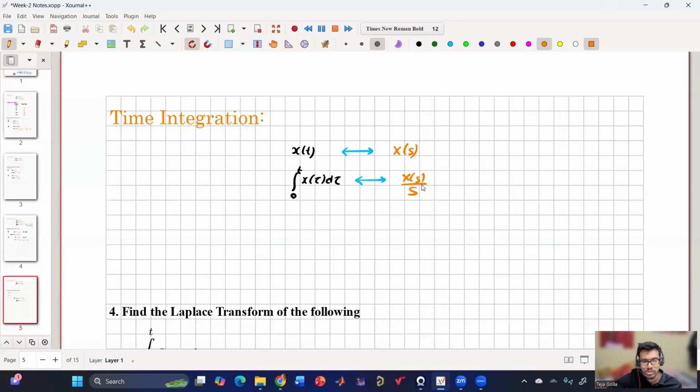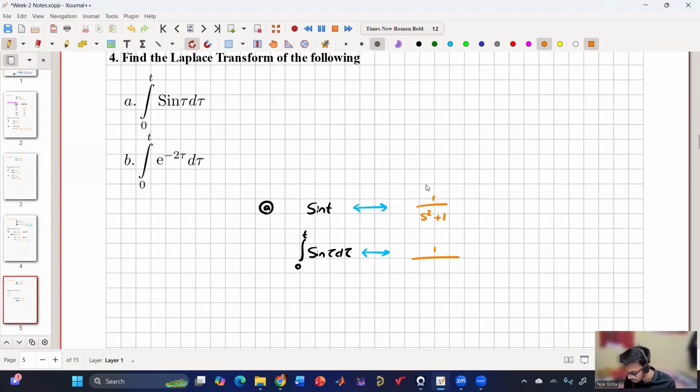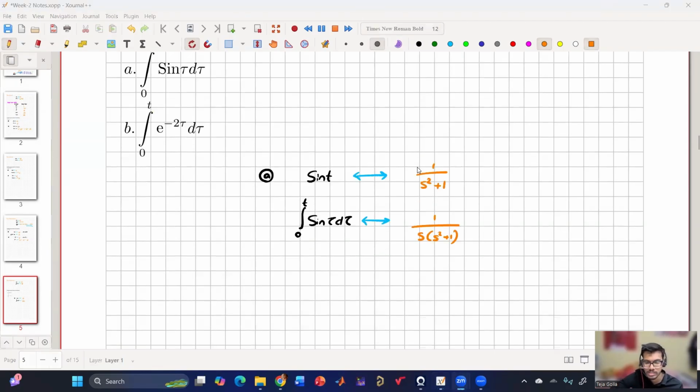Getting it, or should I explain in detail? It is s by s square plus 1? No confusion, right? It is x of s by s because we are integrating this from 0 to t. So it is x of s by s, which is 1 by s into s square plus 1. So if you have any query, please stop me. These are just using the properties of the Laplace transform.